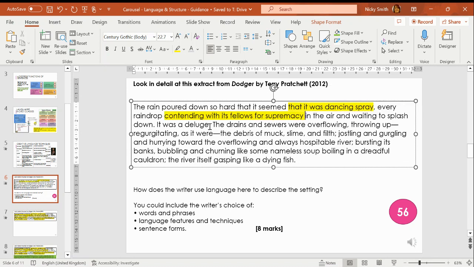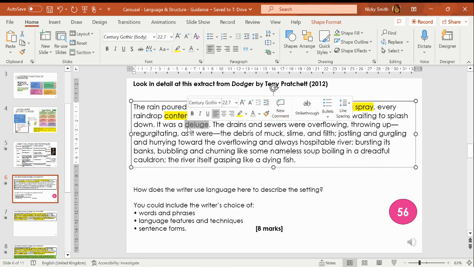"It was a deluge." Now, it's a good word, deluge. It's an interesting word, and it's one that you could use in your own writing. But even though it jumps out because it's a short, simple sentence, there's not a lot you could say, because the word deluge pretty much encompasses exactly what it is: a lot of water coming down at once. But we'll highlight it anyway.